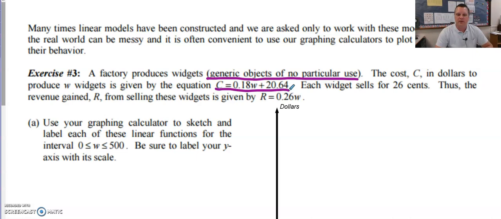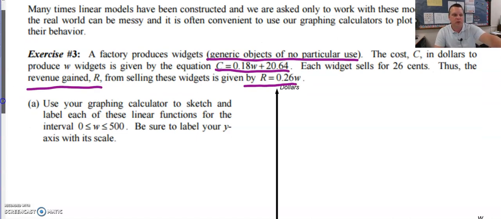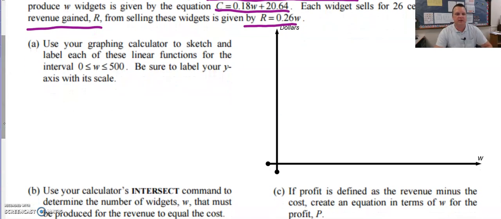So it's 0.18W plus 20.64. And then the widget sells for 26 cents. Thus the revenue, so there's your revenue R, is 0.26W. So that's the revenue, what you bring in for selling your widgets. So using your graphing calculator to sketch and label each of these linear functions for the interval 0 to 500. Okay? So we want to make sure that we do label our y-axis with its scale.